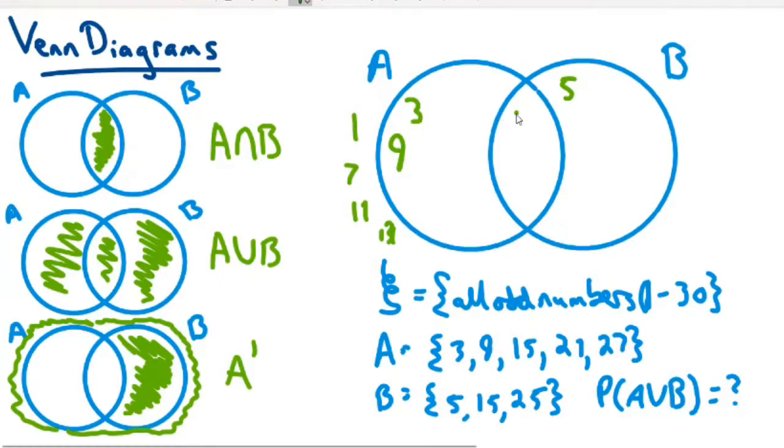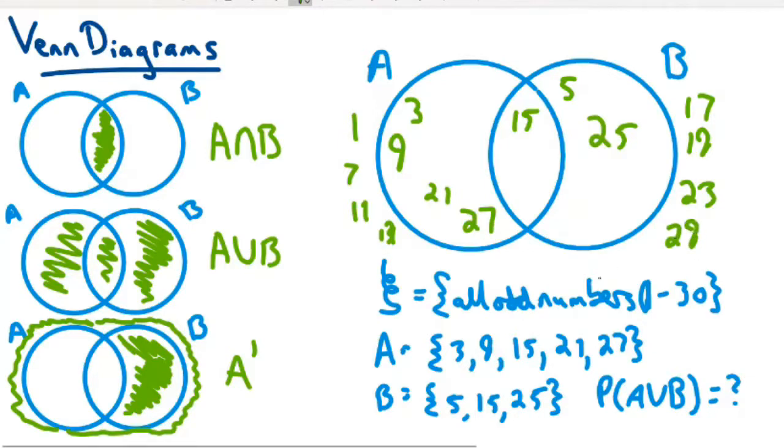15 appears in both. 17 is in neither. 19 is in neither. 21 is in A. 23 is in neither. And 25 is in B, and then 27 is in A, and just to wrap up, 29, once again, is in neither. So that's where all of your numbers should have fallen.